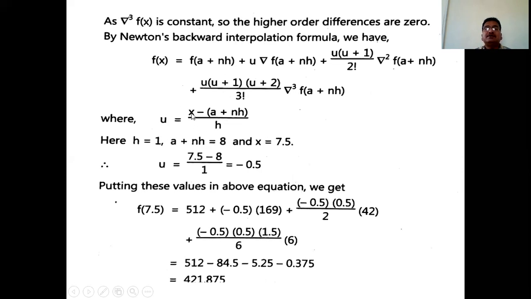So first find u, that is x minus last point divided by h. h is 1, a plus nh, the last point, is 8, and we have to find the value at 7.5. So this is u, and then substitute the values and find the answer. So 421.875 is the answer, corresponding to 7.5.